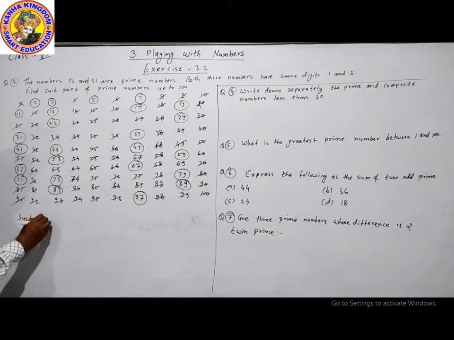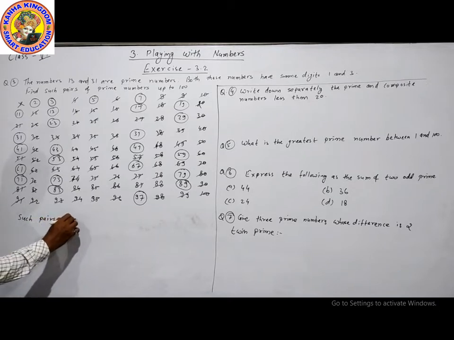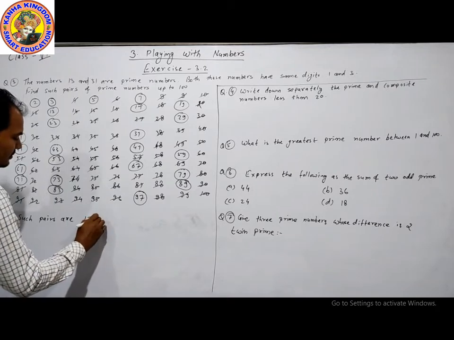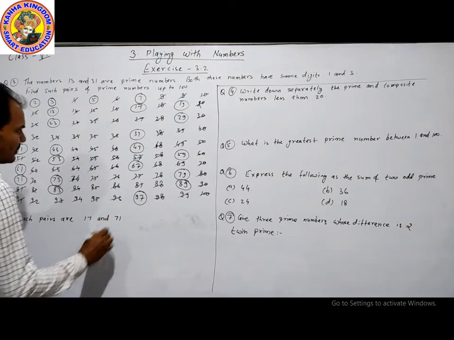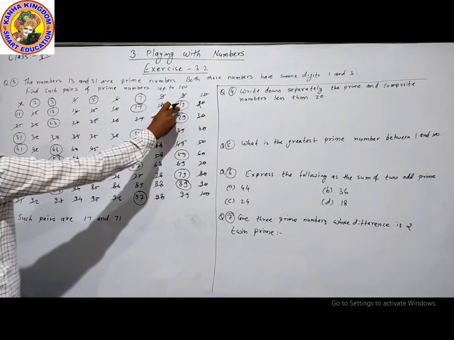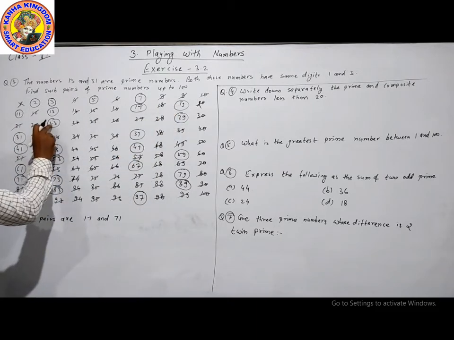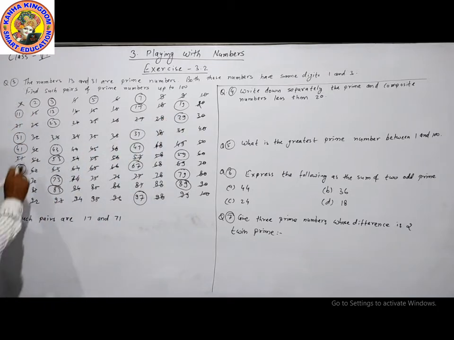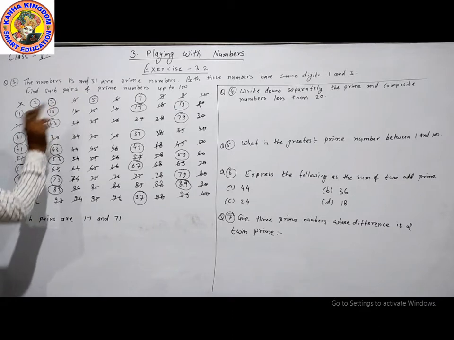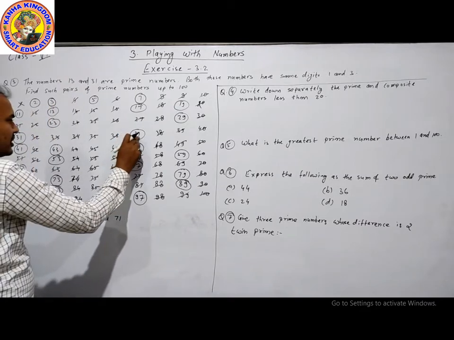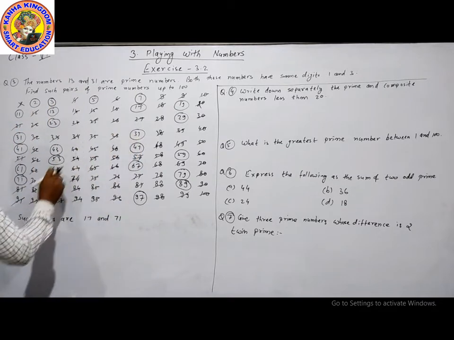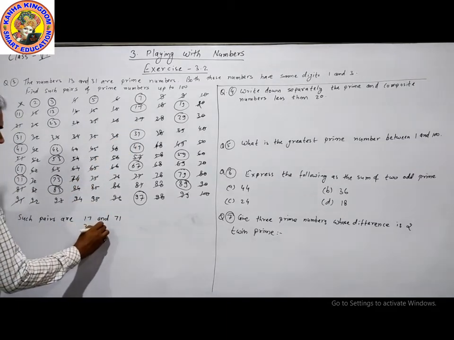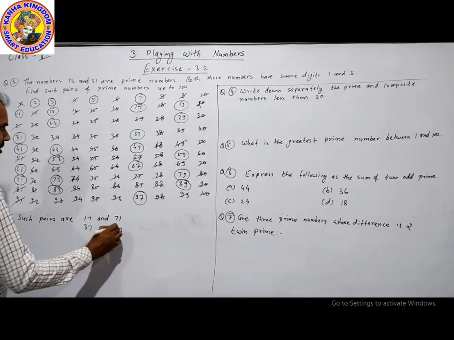Such pairs are 17 and 71. Now 19, 91 not. 23, 32: 32 is not. 29, 92 no. 13, 31 already taken. 37, 73: 37, 73. Yes, this is a pair: 37 and 73.